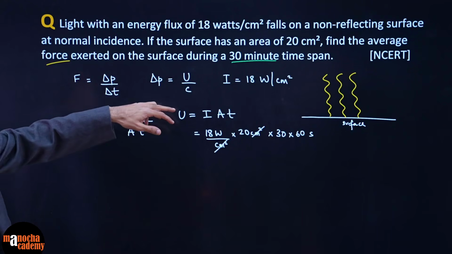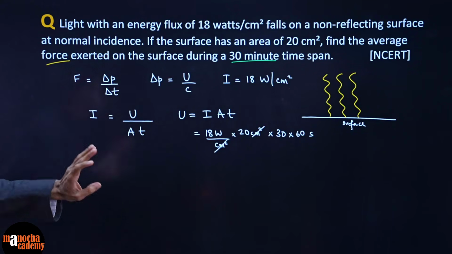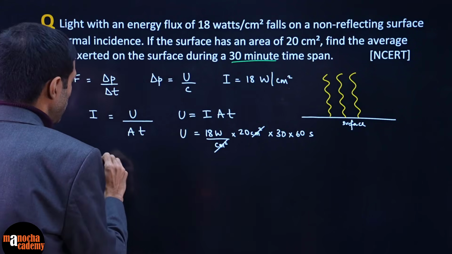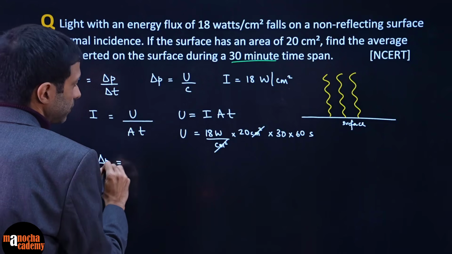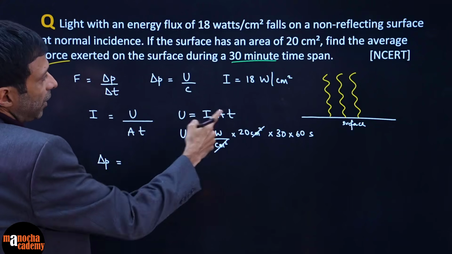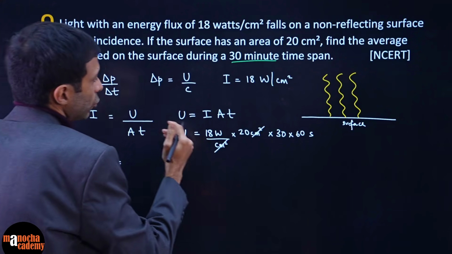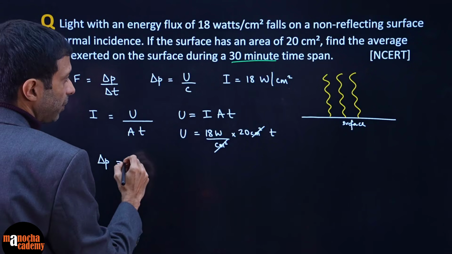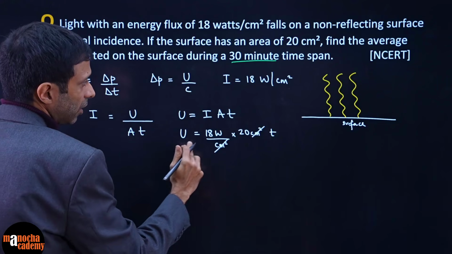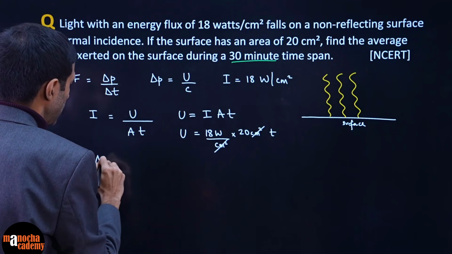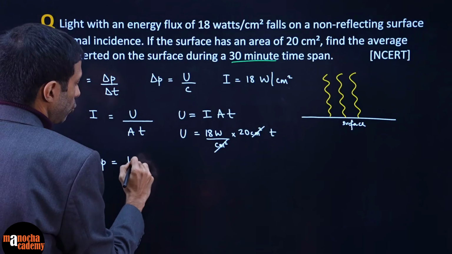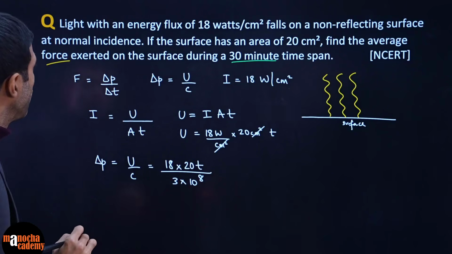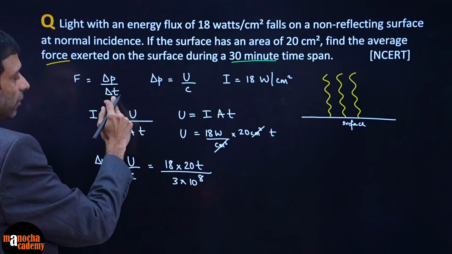So see, we have worked out the energy density over here and we have to divide that by C. Got it? So you calculate this. This is your U. From there you calculate your delta P. Or maybe we can keep the time T because anyway we have to divide it, right? So maybe we can keep this as T. So U is working out to be 18 times 20 T. So delta P, which is U by C, correct? And then the force, you just divide this by the time, the delta T.